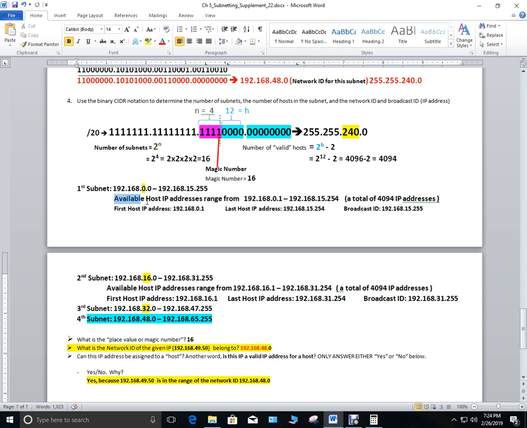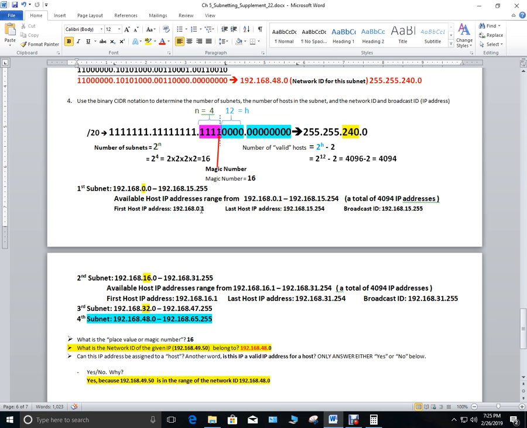So the available host IP addresses range from 192.168.0.1 all the way through 192.168.15.254, which is a total of 4,094 IP addresses. Now, the first host IP address is 192.168.0.1, and the last host IP address is 192.168.15.254. So the broadcast ID for this network ID is 192.168.15.255.